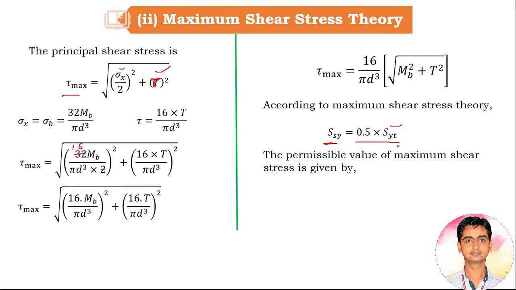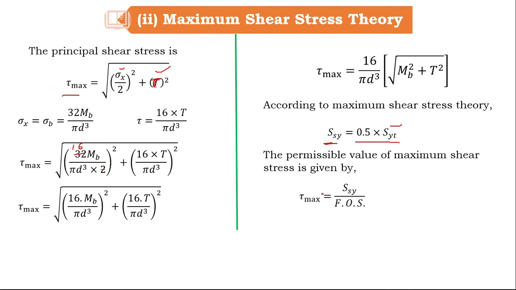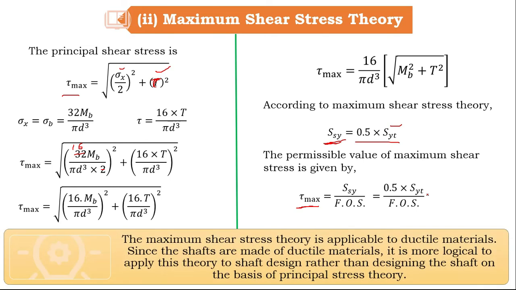And then again, for the permissible value of the maximum shear stress, we always prefer a factor of safety. So for safer working, if you want to find the maximum shear stress, whatever shear stress you got, divide it by the factor of safety, and then you will get the maximum allowable shear stress value, tau max, we can say. So the Ssy value we calculated, 0.5 Syt divided by the factor of safety. So this is what we will get, the maximum shear stress.